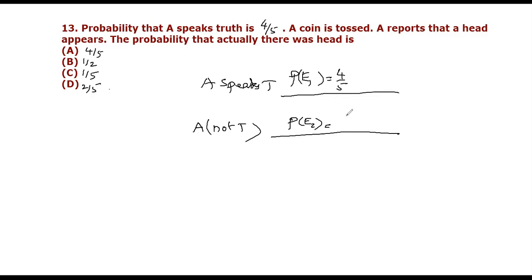A coin is tossed, and he reports the head. 1 minus 4 by 5 is 5 minus 4, 1 by 5, it should be 1 by 5.